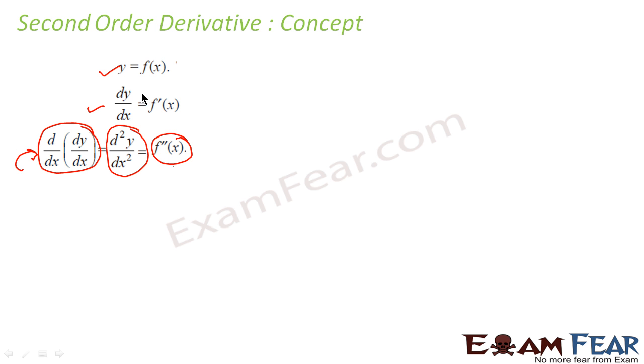Let me repeat, if y is equal to f(x) is my function, you differentiate once, you get dy by dx or f dash x. You differentiate twice, you get d square y by dx square or f double dash x. That is the second order derivative.